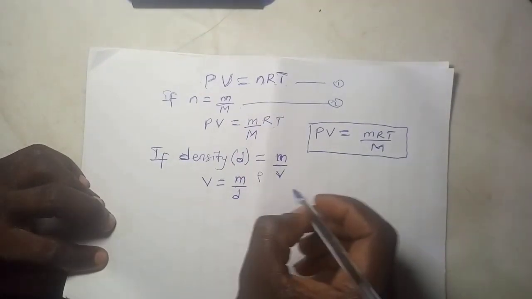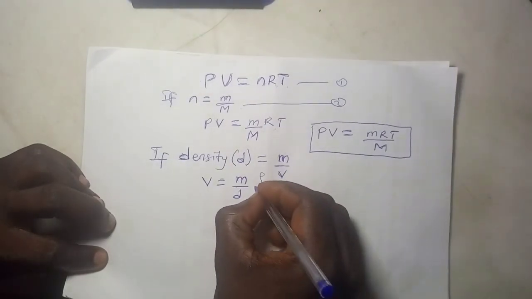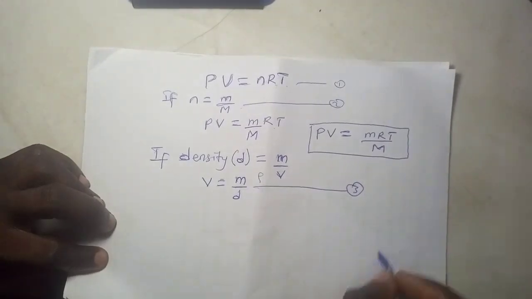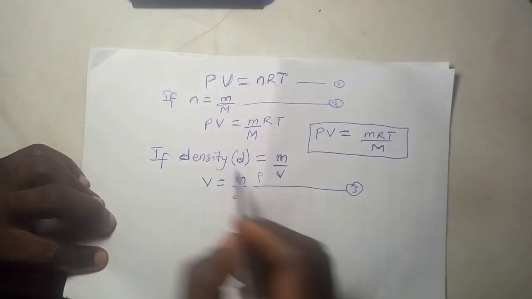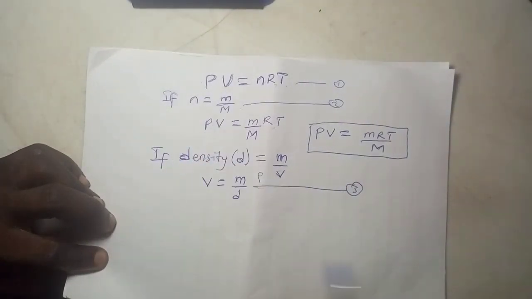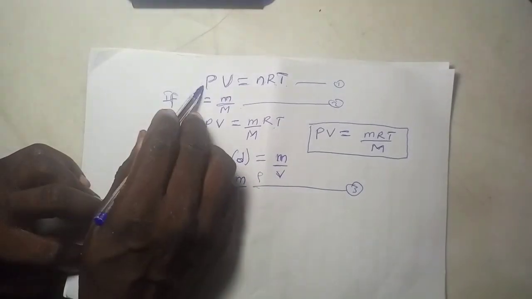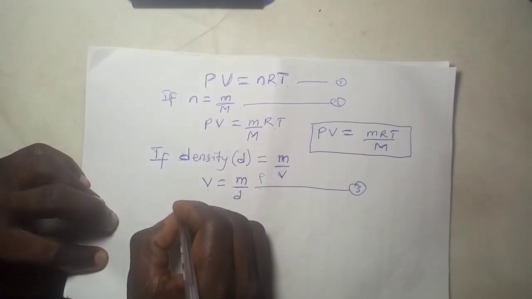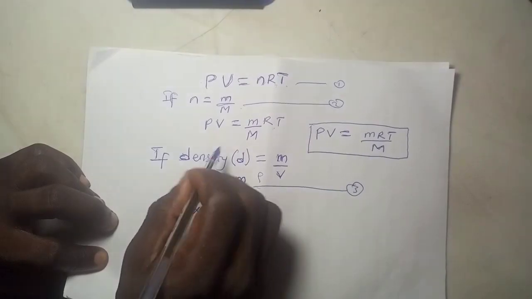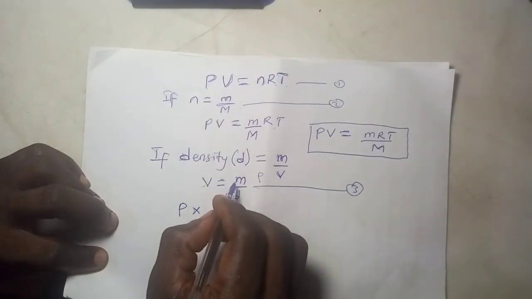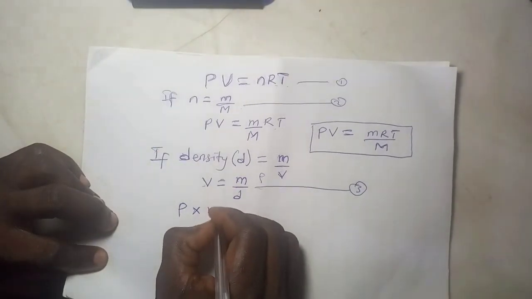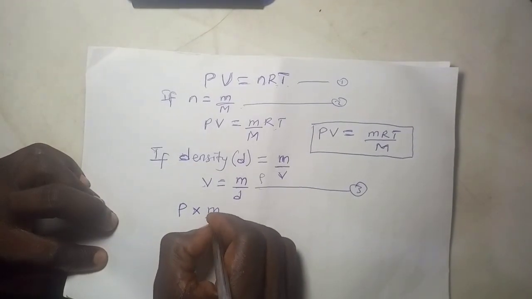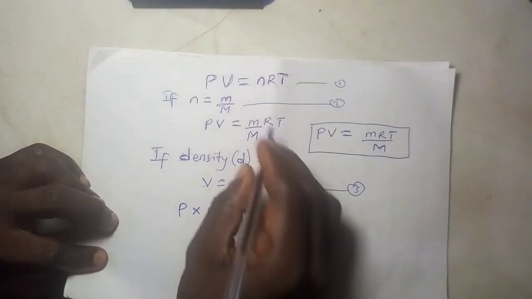So if this is my equation 3, I want to put this equation 3 in equation 1. So it means in my equation 1, I'm going to have pressure times, what is volume? Volume is mass over density. Mass over density, is equal to what now?